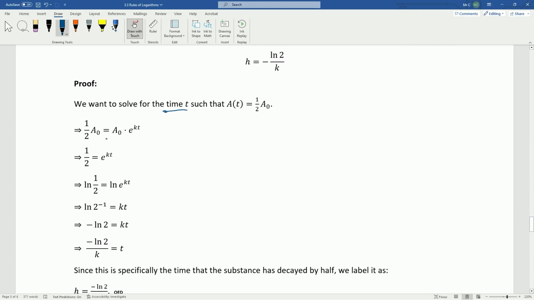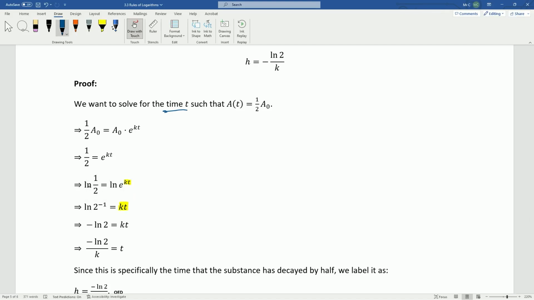So just plug that into our equation, right? A of t equals 1/2 a0 gives me 1/2 a0 equals a0 times e to the kt. Divide by a0, I get 1/2 equals e to the kt. Take the natural log of both sides, I get the natural log of 1/2 equals ln of e to the kt. But of course, the natural log of e to the kt is just kt.